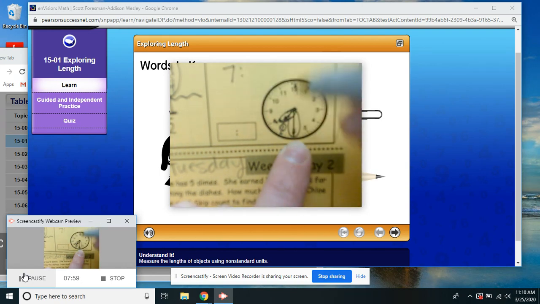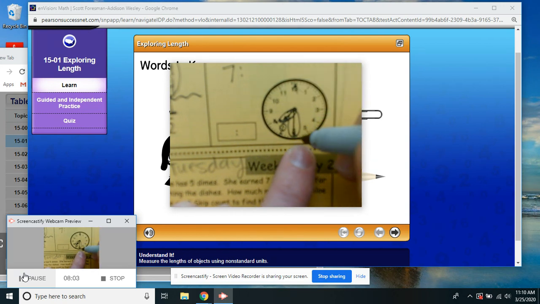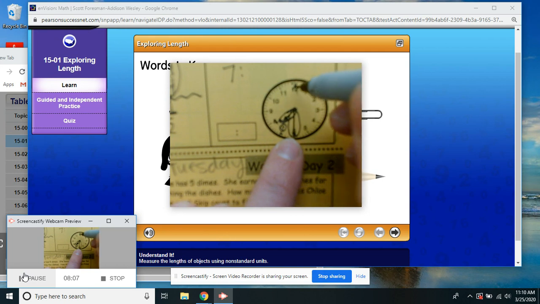So right now, it is 7:30. How can I tell? The hand is on the 6. Remember, we count by 5s on our clock to see which minute it is. So if I'm starting at the 12, I could do 5, 10, 15, 20, 25, 30.